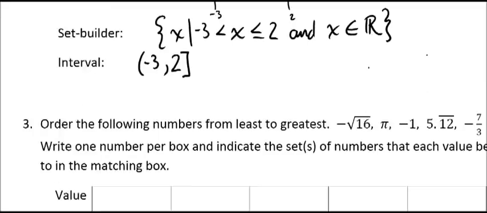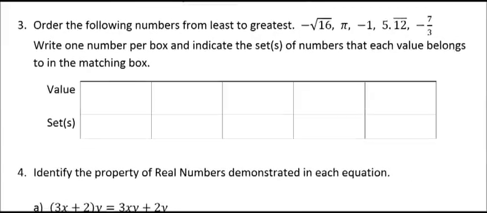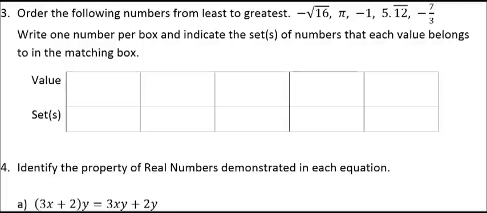Next question. We have a set of numbers here. It says, order the following numbers from least to greatest. Write one number per box and indicate the set or sets of numbers that each value belongs to in the matching box. I have the last items backwards on my answer key, and I don't know what I was thinking, because clearly pi is less than 5.12.